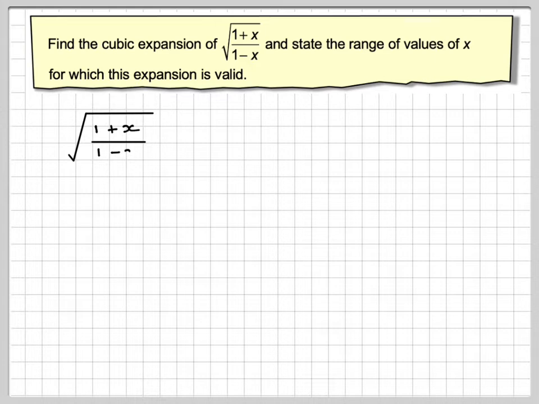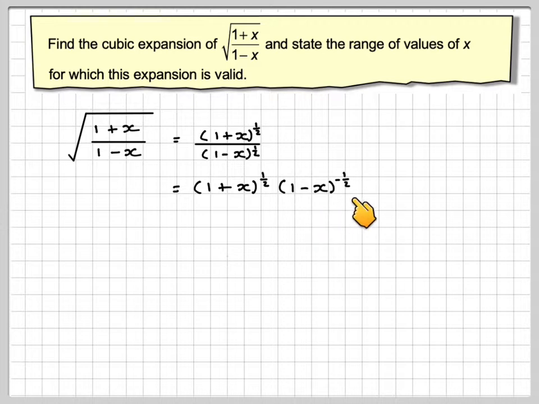If we write it down and then put these in index form, this will become the square root of 1 plus x over the square root of 1 minus x. So that will be 1 plus x to the power of a half divided by 1 minus x to the power of a half. And then we can move this one up here by making this minus a half. So we get 1 plus x to the half times 1 minus x to the minus half. And now we can use the binomial theorem to actually expand these.